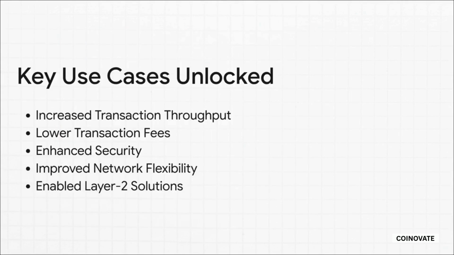So the overall impact here was massive. More transactions per block meant higher throughput and, good for us, lower fees. The malleability fix obviously made everything more secure, but the real game changer was that it finally unlocked the door for things like the Lightning Network to be built safely right on top of Bitcoin. It was a foundation for the future.